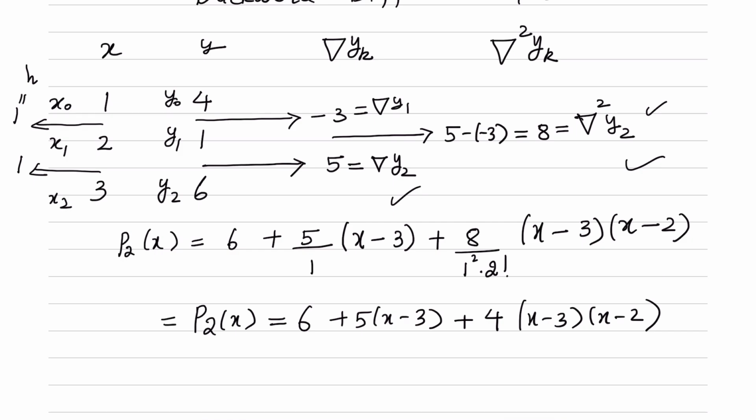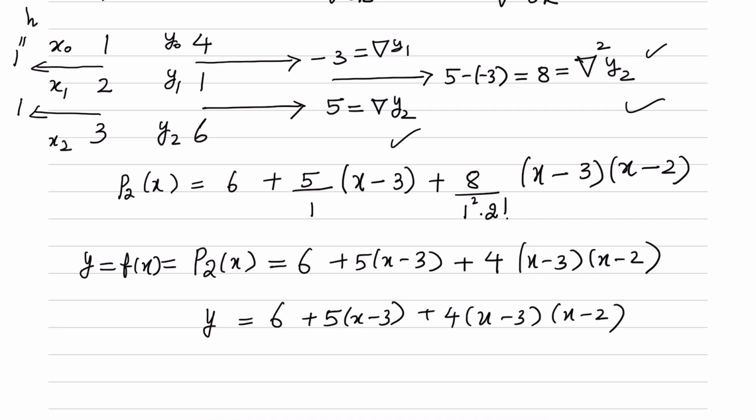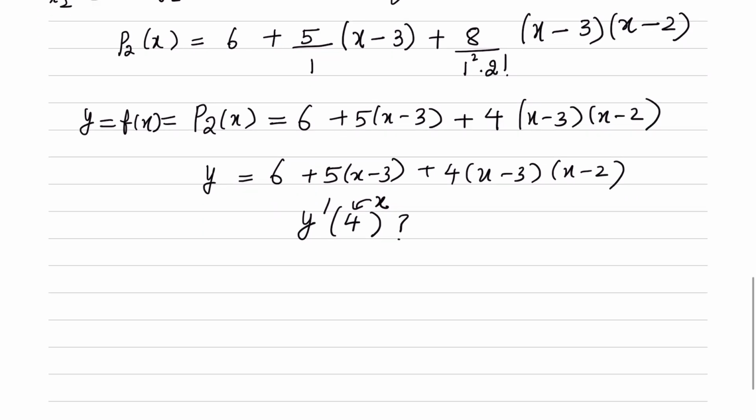So you call this polynomial also f of x, also y. Now your y is 6 plus 5 into x minus 3 plus 4 into x minus 3 into x minus 2. So our question was to find y dash at 4, where 4 is x. So first we will find the derivative with respect to x of expression y.